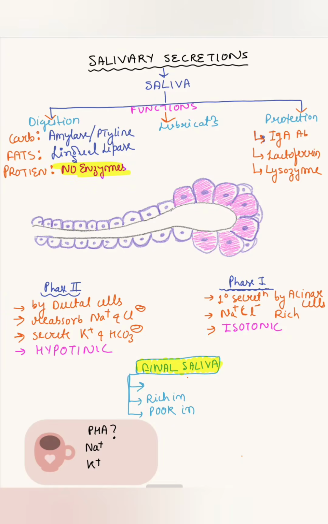Now, second function is what? Lubrication. Third function is what? Protection. Because it has what? Immunoglobulin A, it has lactoferrin, and it has lysozymes.